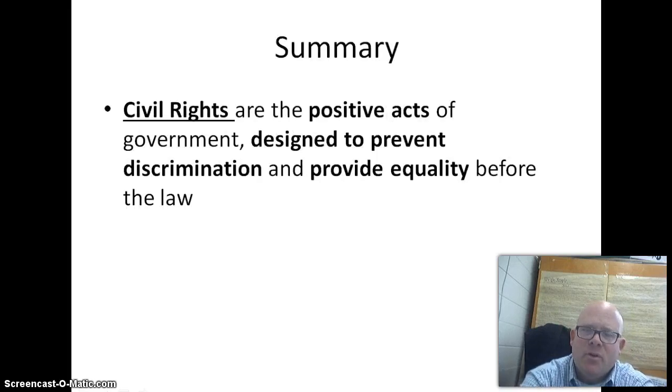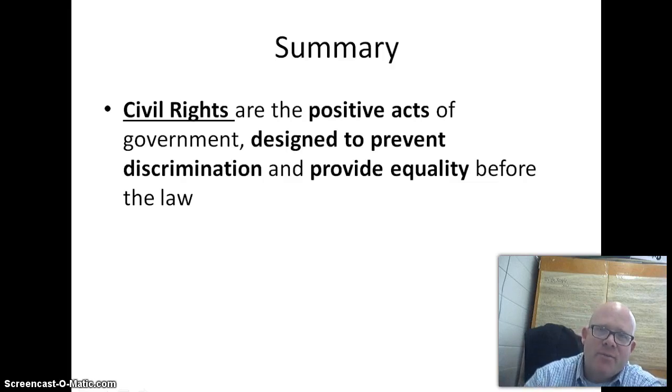Civil rights and civil liberties are often lumped together, but they are different concepts. Civil liberties are those rights that are protected for all persons, the rights that all persons should have, and they really discuss the limits placed on a government. They are your preventions of tyranny. Civil rights are the positive acts that a government is going to take to prevent discrimination and provide equality. They're the things that the government is going to design that are going to help to prevent discrimination.